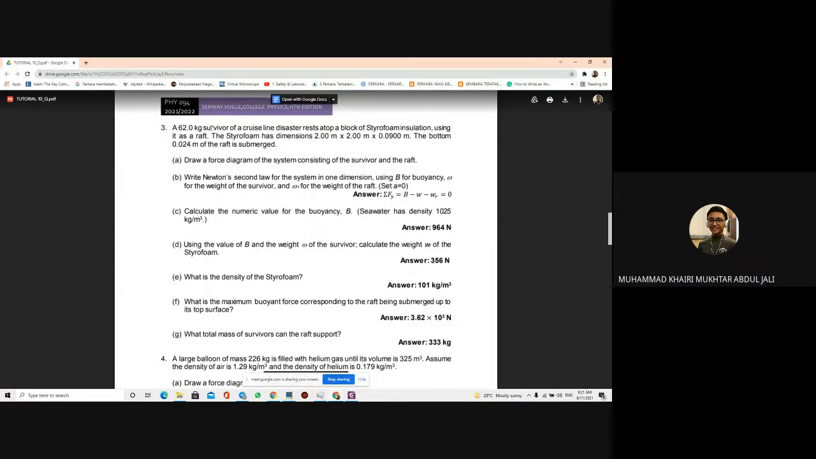A 62 kilogram survivor of a cruise line disaster rests on top of a block of styrofoam insulation, using it as a raft. Dia bagi dimensionnya 2 meter, and then 0.09 meter. And then the bottom of the raft is submerged at 0.024 meter. First, dia minta draw the force diagram of the system consisting of the survivor and the raft.